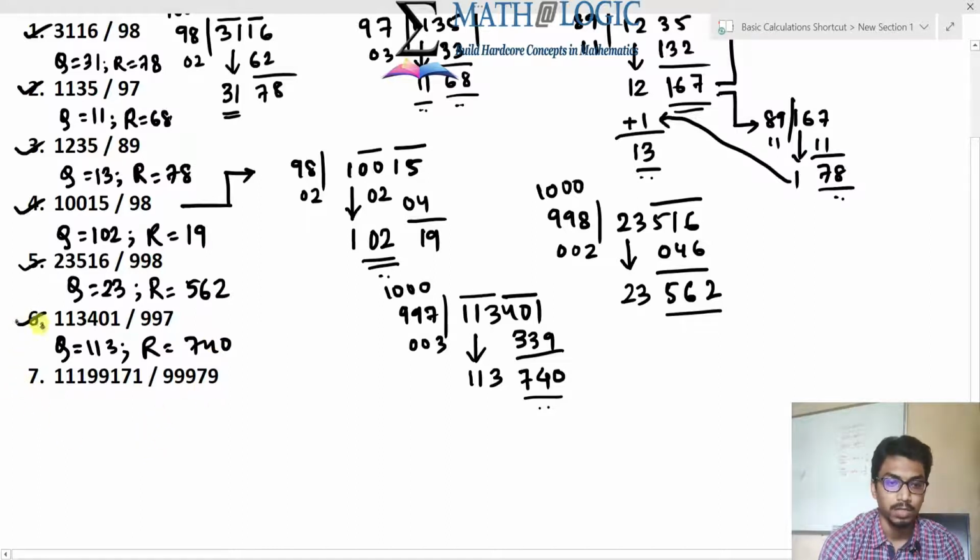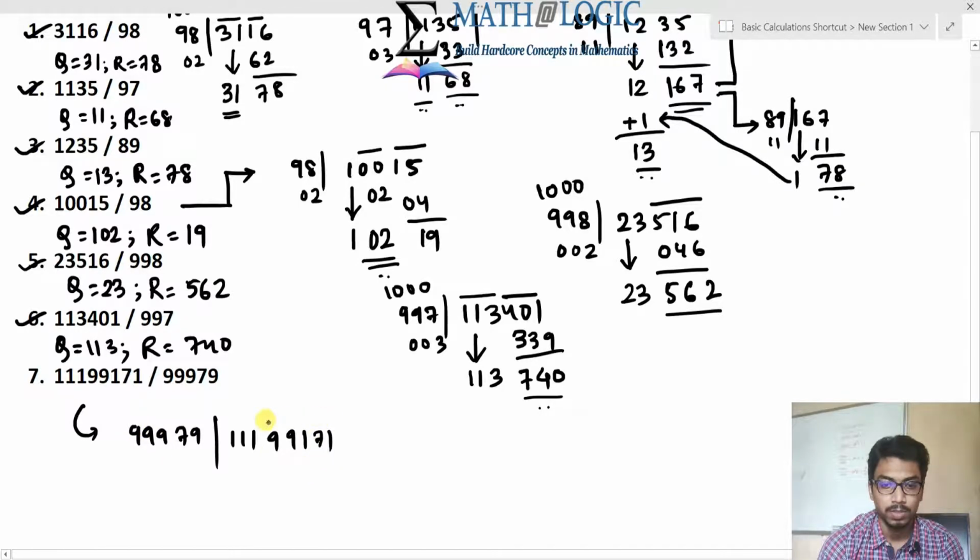Now the last question. The last one is a bigger number. Okay, it is 99979 divides 11199171. How many digits are there?